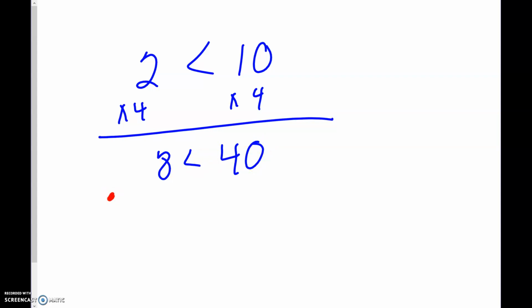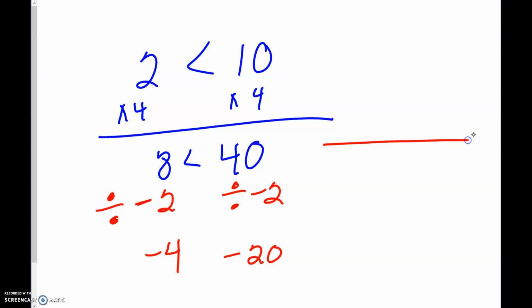Let's divide by a negative. So I'm going to divide by -2. I'm going to divide by -2. And what I just said is if you divide or multiply by a negative, you have to flip your sign. So 8 divided by a -2 is -4. 40 divided by -2 is a -20.